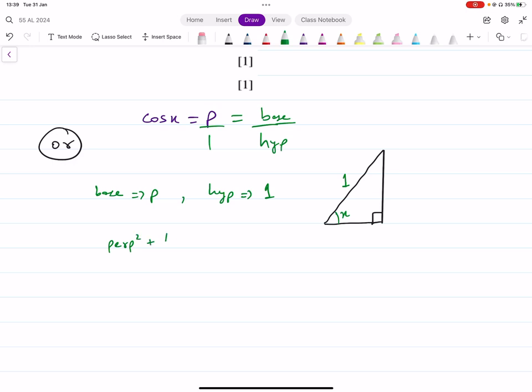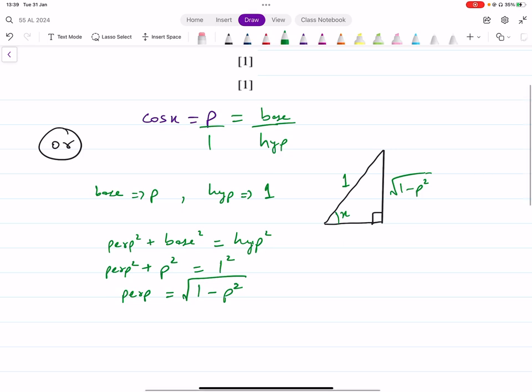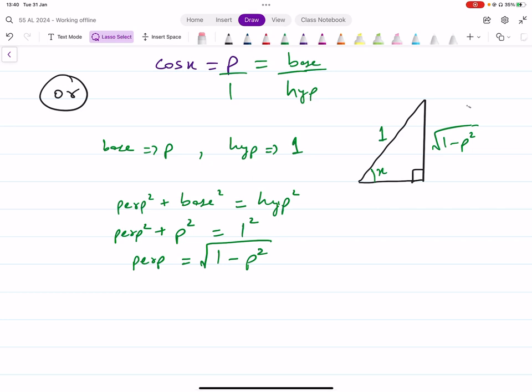Perpendicular square plus base square should equal the hypotenuse square. We know the base is P. Hypotenuse is 1. So what is perpendicular? Perpendicular is the square root of 1 minus P square. You know this third side now, that is the square root of 1 minus P square. Is that all right? Any questions on this? Any problems?